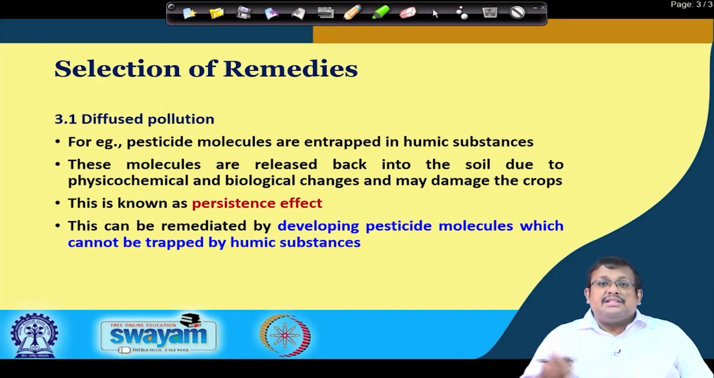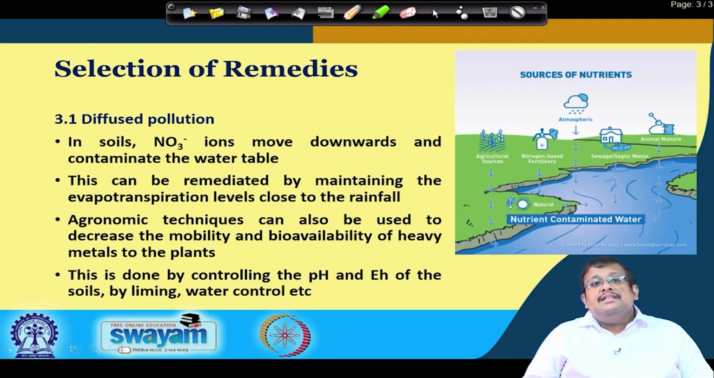Now, these pesticide molecules are released back into the soil due to physicochemical and biological changes and may damage the crops, and this effect is known as the persistent effect. This persistent effect is the reason why certain chemicals are banned from being applied in crop fields. So, the pesticide has the property to remain persistent throughout a long period of time, and it can be entrapped in the humic substances. This can be remediated by developing pesticide molecules which cannot be trapped by humic substances. Now, in soils, when you talk about diffuse pollution, nitrate ions move downwards and contaminate the water table.